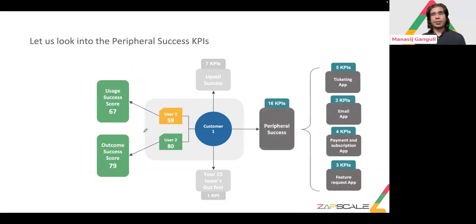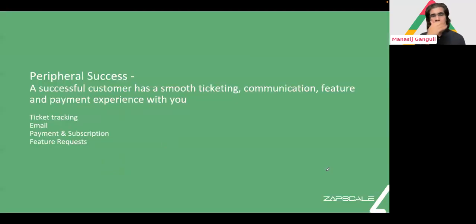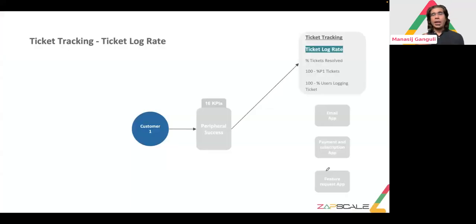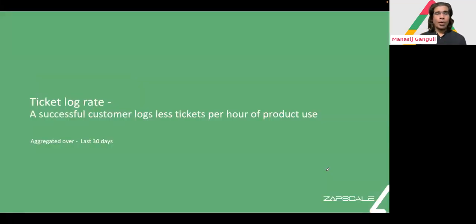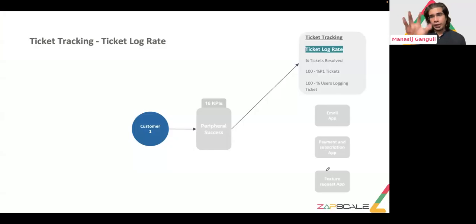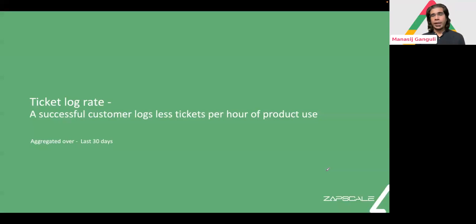Great. So now let's look into the peripherals. Let's look into ticketing, emails, payments, and feature requests, and just quickly go through that process. First up is ticket tracking. In ticket tracking, we need to look into 4 KPIs. Let me quickly point out every KPI. In this case, these KPIs are going to be calculated on a monthly basis, so we will look back 30 days. It's a rolling 30 days. So today, 26th July, we will start from 26th of June. In the last 30 days, we will calculate the data for today's score and then keep on aggregating that every day. So ticket log is a very important case.